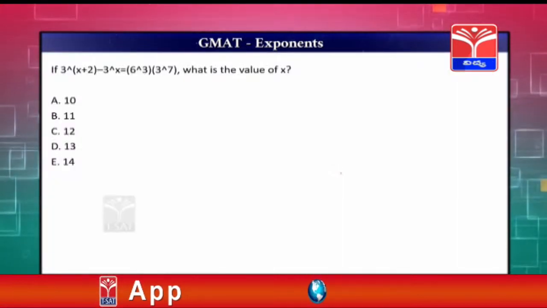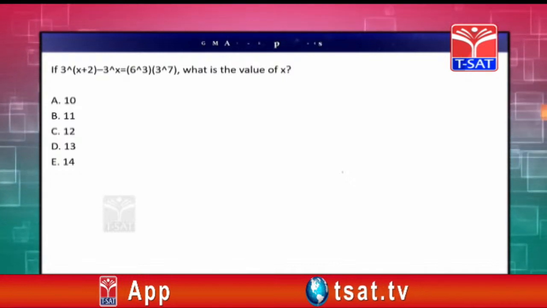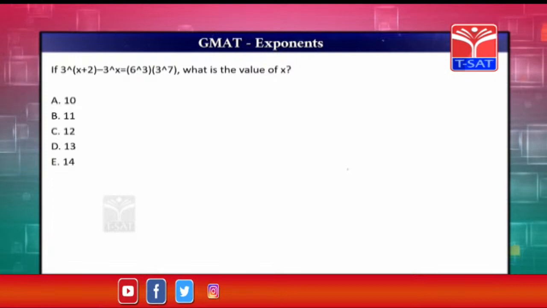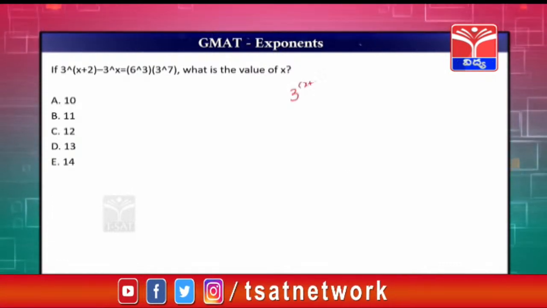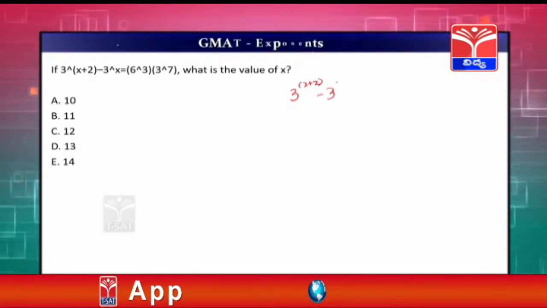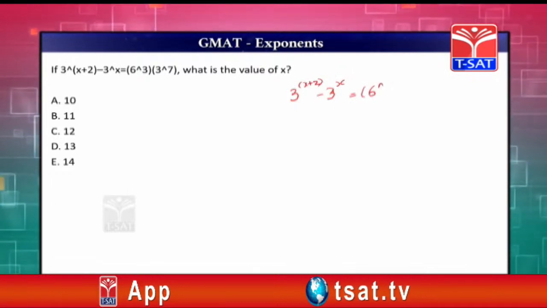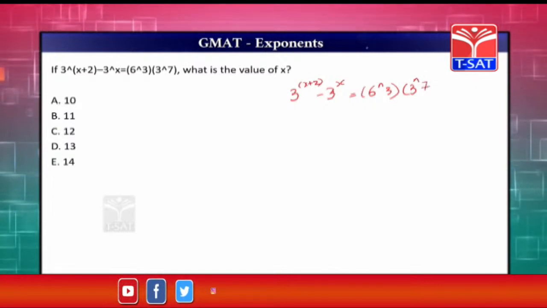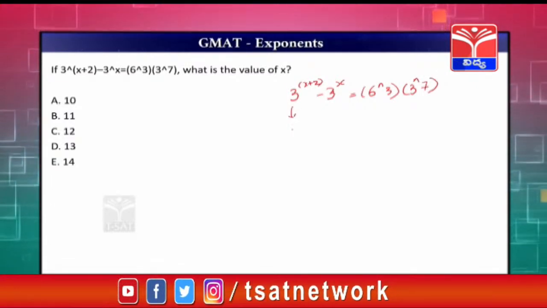3 to the power of x plus 2 minus 3 to the power of x is equal to 6 to the power of 3 into 3 to the power of 7. What is the value of x? 3 to the power of x plus 2 minus 3 to the power of x is equal to 6 to the power of 3 into 3 to the power of 7. So, let's express what is 3 to the power of x plus 2?